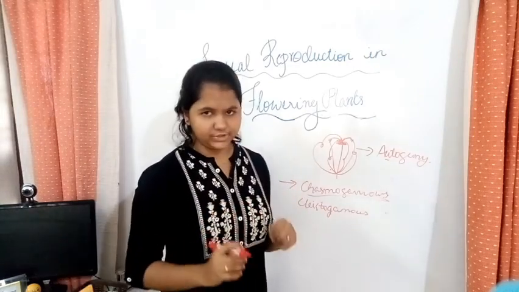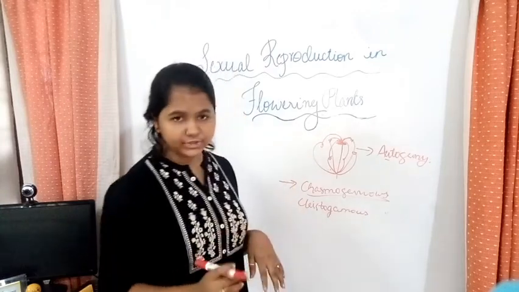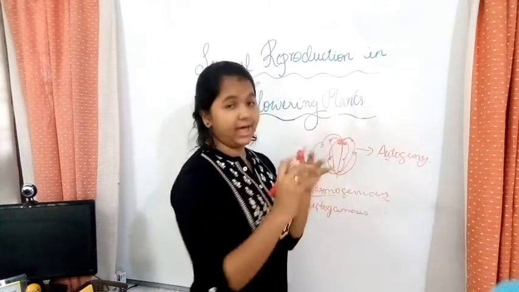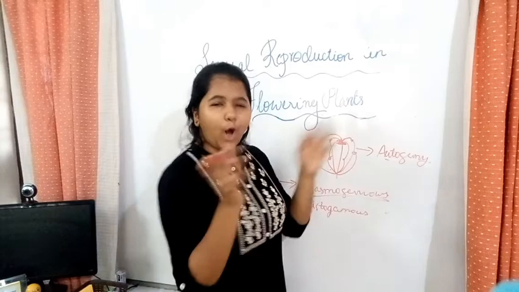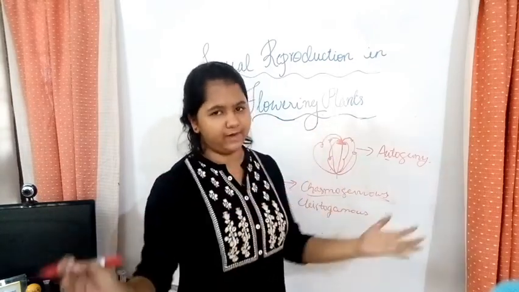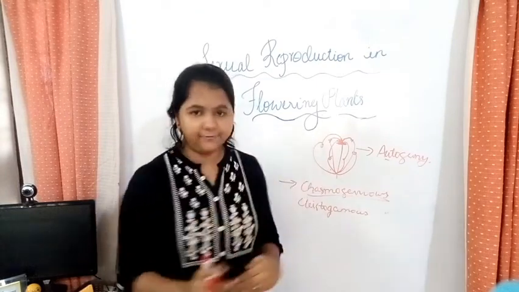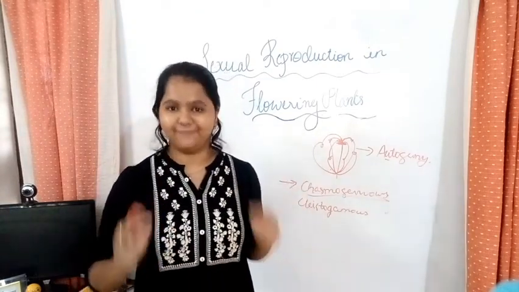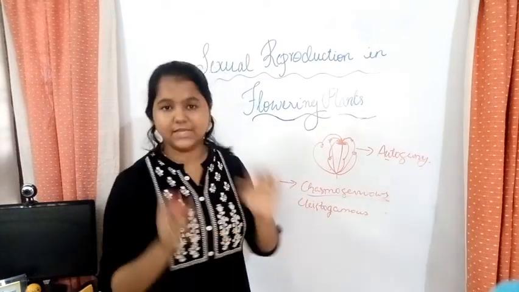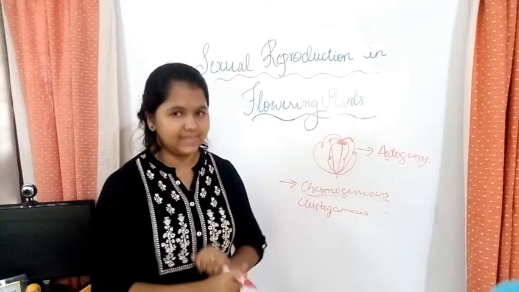So there are some conditions for autogamy. The first condition is that the stigma and the anther should lie almost close to each other. It shouldn't be too far away. And also this autogamy is in the same flower, so that can only happen in a bisexual flower. Okay. Unisexual flowers cannot do autogamy. Only bisexual flowers do autogamy.